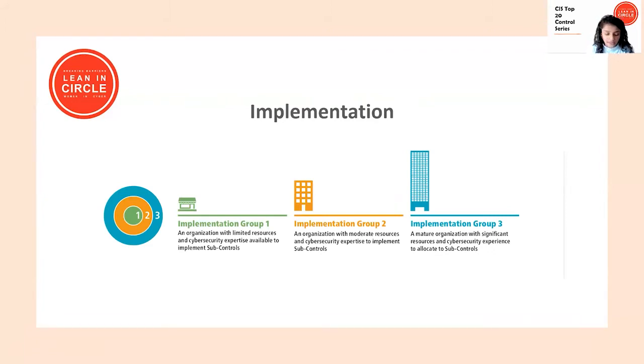Before we get started talking about the controls it has, we have to discuss a little bit about implementation, which includes three groups. Group 1 has limited resources and cybersecurity expertise available. Group 2 has moderate resources and cybersecurity expertise available. Group 3 has significant resources and cybersecurity expertise available. Now, why we have group 1, group 2, group 3, and how it's applicable to subcontrols, we are covering in upcoming slides.